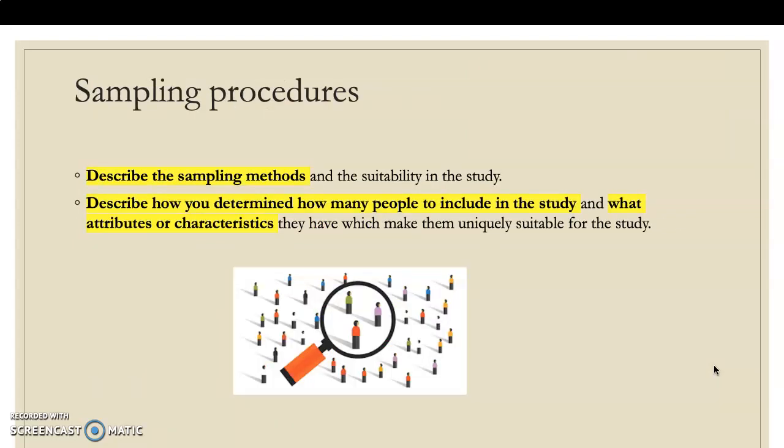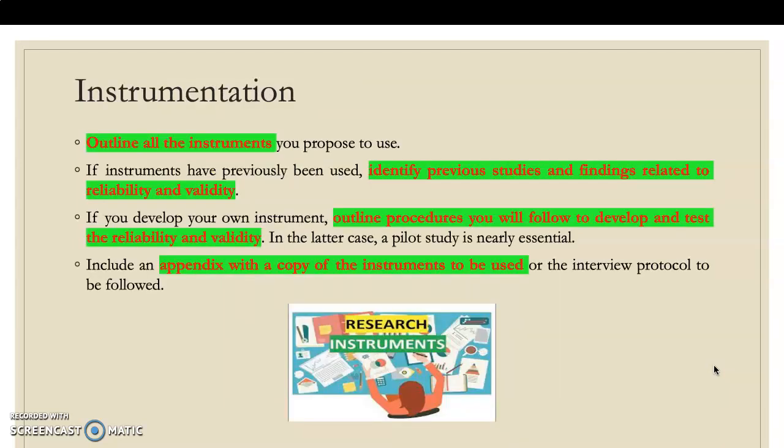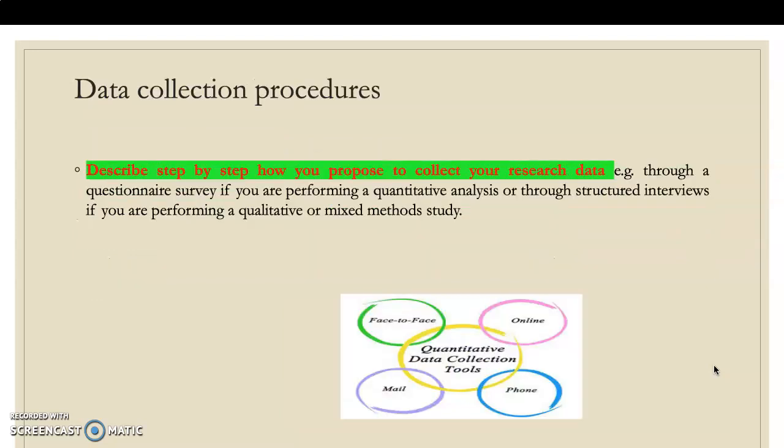Sampling procedures. You have to describe your sampling methods. Are you going to use purposive sampling, convenient sampling? Which one? All right. And how do you select your samples? And what are their characteristics and attributes? Next, instrumentation. You have to outline all the instruments that you want to use. All right. And then you have to address the reliability and validity of these instruments.